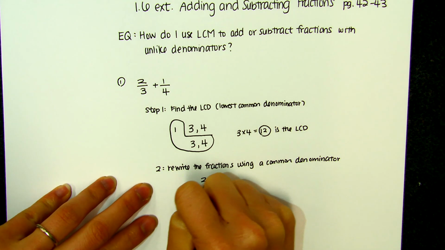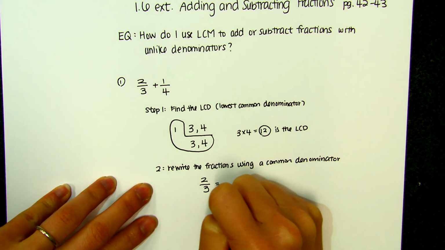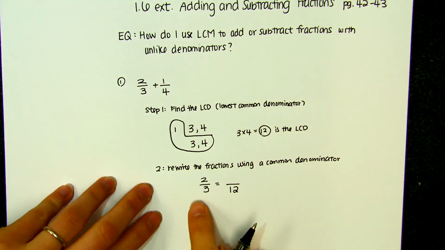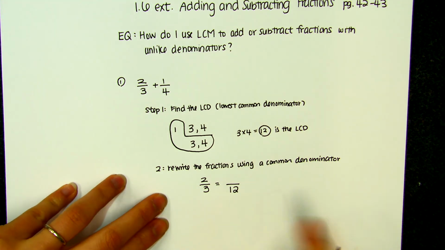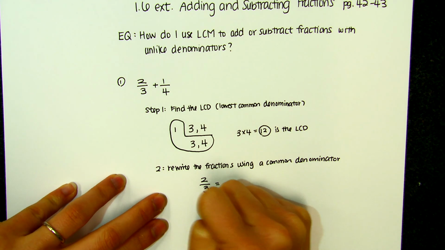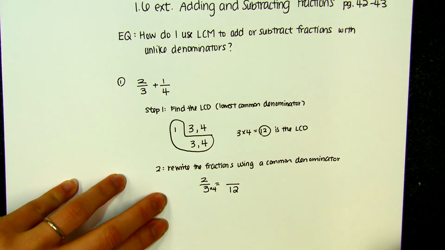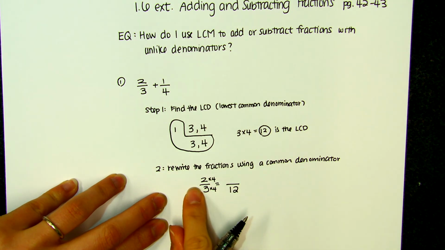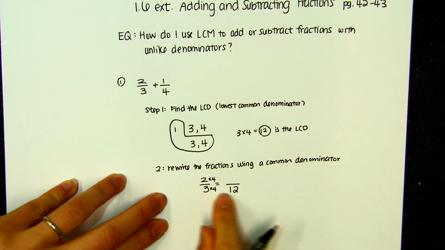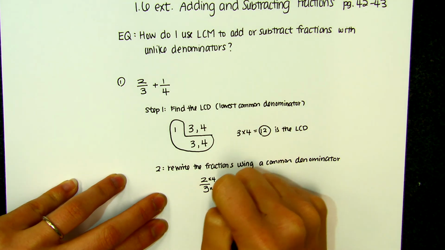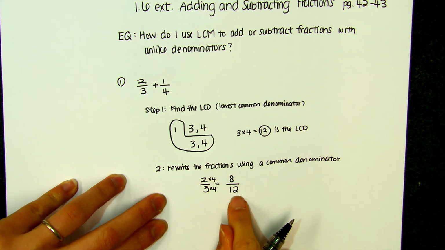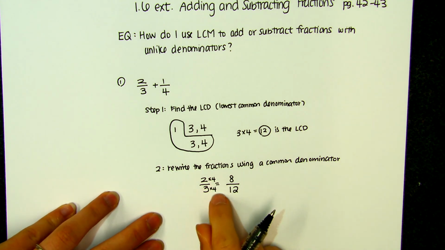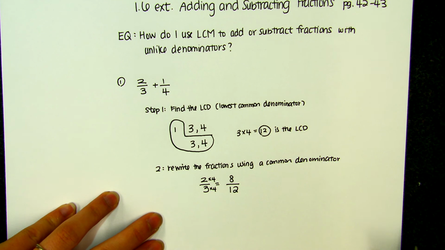So let's start with 2/3. I want to make sure that the denominator is 12, because that's my least common denominator. So how do I get 3 to be 12? Multiply by 4. Whatever you do to the denominator, you have to do to the numerator, because we don't want to change the fraction. We want to keep the fraction the same. So 3 times 4 is 12, so 2 times 4 is 8. So 2/3 and 8/12 are the same fraction. I just multiplied the top and bottom by the same number, so we didn't change the fraction. Just the numbers look different.